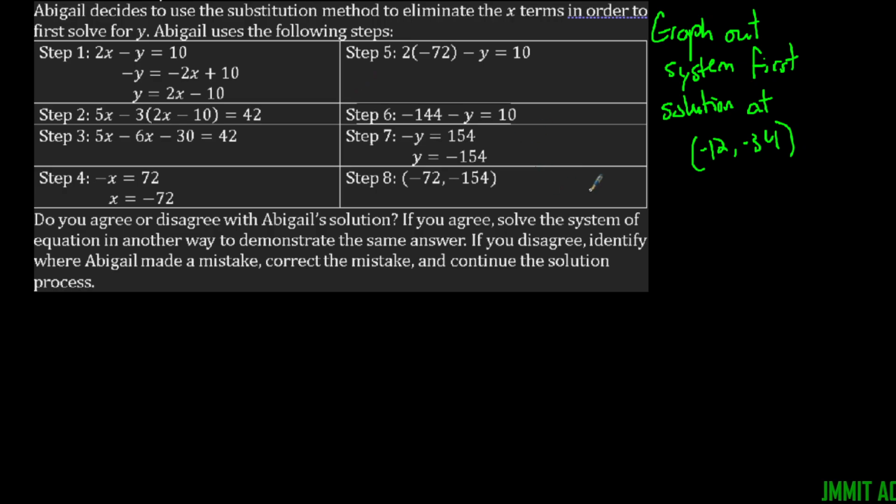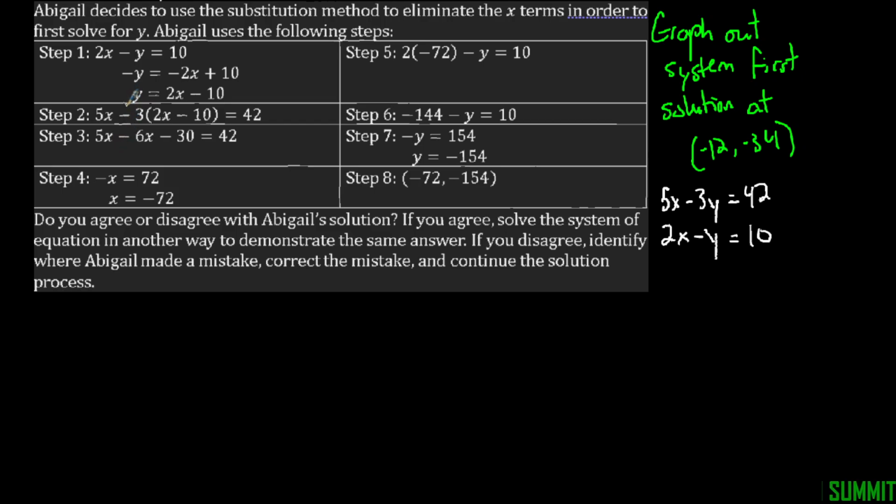All right, so let's write out this original system. It has 5x minus 3y equals 42. It's supposed to be up here at the top of the page, but that's okay as long as we know what we're talking about. And another equation is 2x minus y equals 10. Okay, so what they did was solve for y and plug it in here. So in step 2, they plugged it in. Instead of y, it's 2x minus 10.